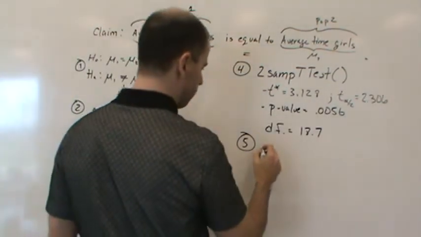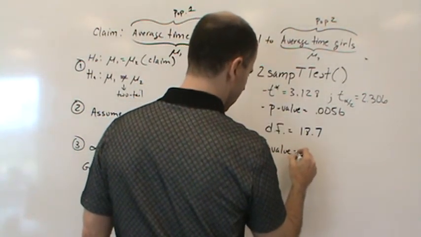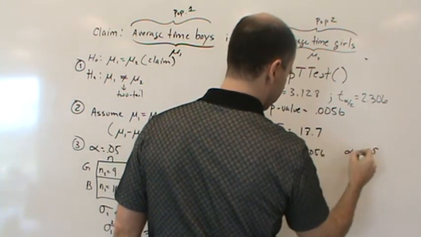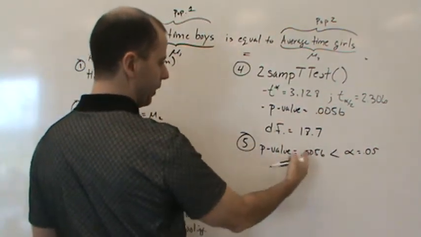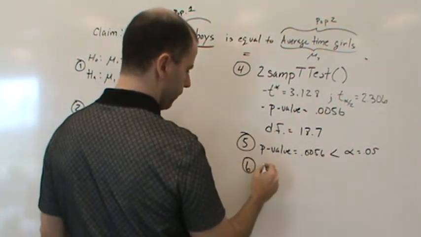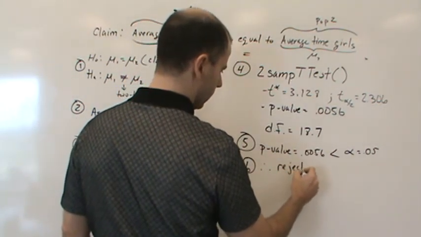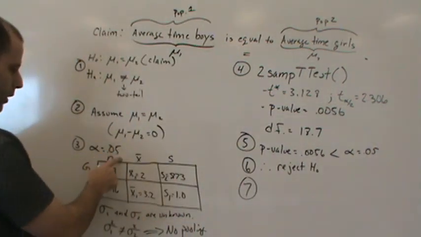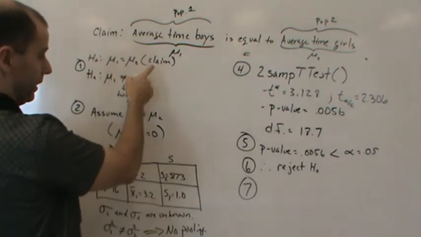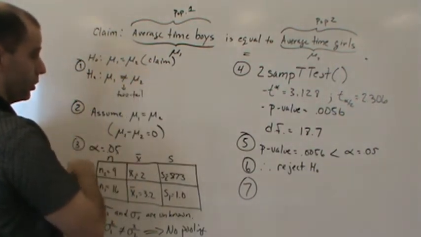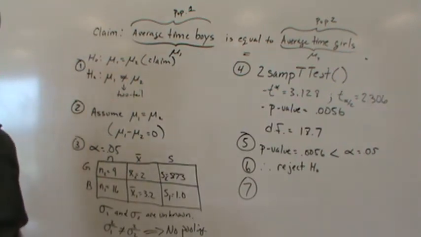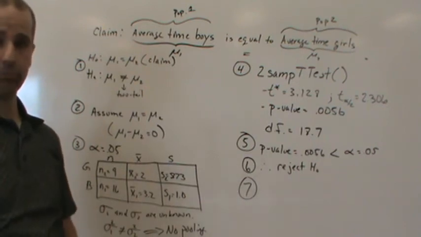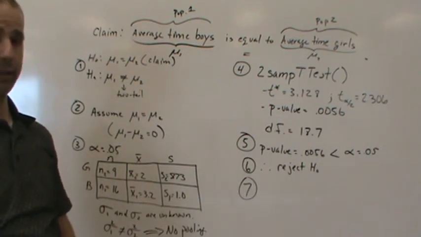And then if I use the p-value method, p-value is equal to 0.0056, alpha is equal to 0.05, and so therefore, again, my p-value is less than alpha, so therefore, I reject the null. And so 7, again, at an alpha level of 0.05, there is very strong evidence to reject the claim that the average amount of time that boys and girls spend playing sports every day is the same, based on the sample data. And that's it, guys.